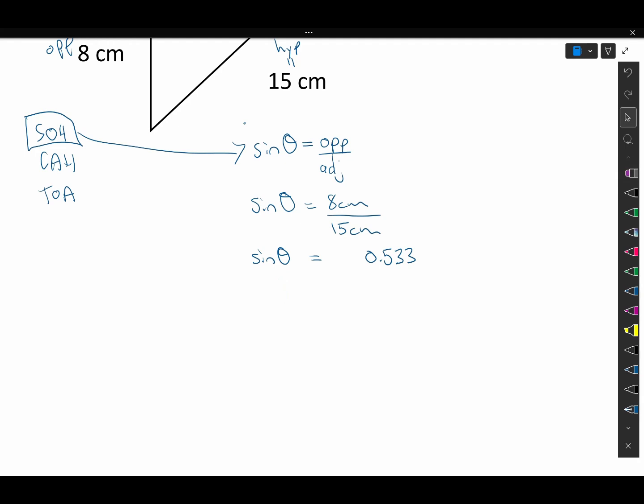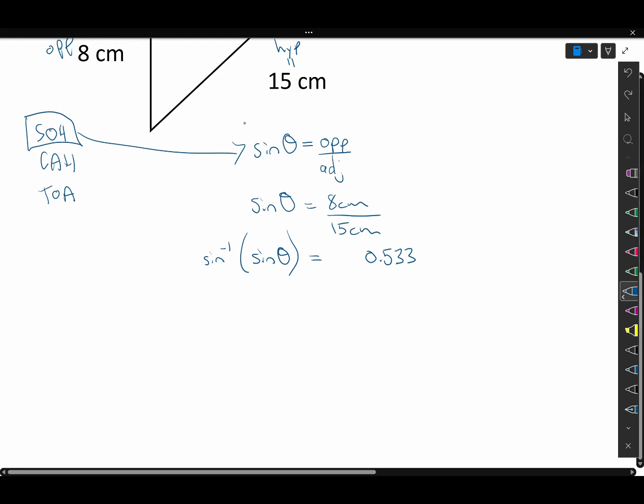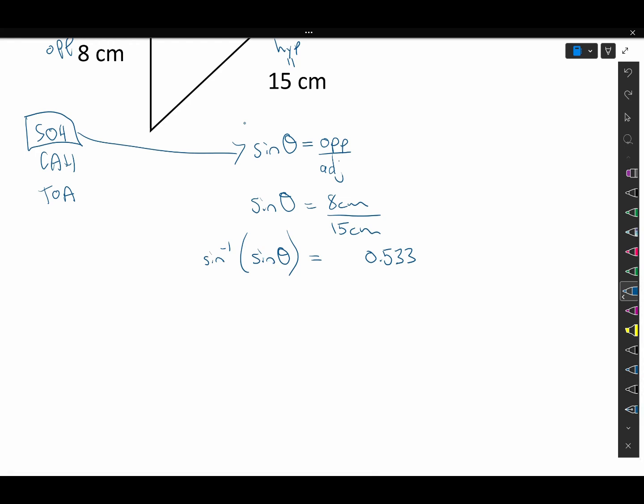I can find that theta value by using what we call our inverse sine function. What it does is it will undo this sine function. So these are going to cancel out. Not yet, they're going to cancel out. If I use my inverse sine function on the left-hand side, I need to use my inverse sine function on the right-hand side. Now they cancel out on the left. I have remaining just theta on the left-hand side. And on the right, this funny piece just says the inverse sine of 0.533.